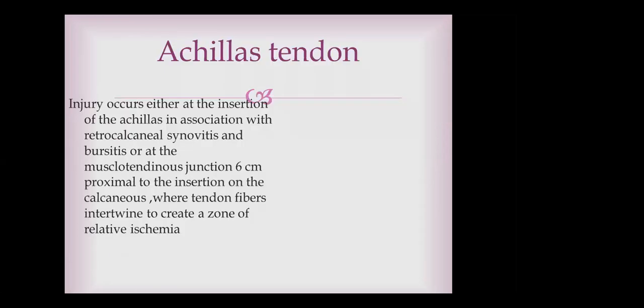Achilles tendon injury occurs either at the insertion of the Achilles tendon, in association with retrocalcaneal synovitis and bursitis, or at the musculotendinous junction, which is 6 cm proximal to the insertion on the calcaneus, where the tendon fibers intertwine to create a zone of relative ischemia.